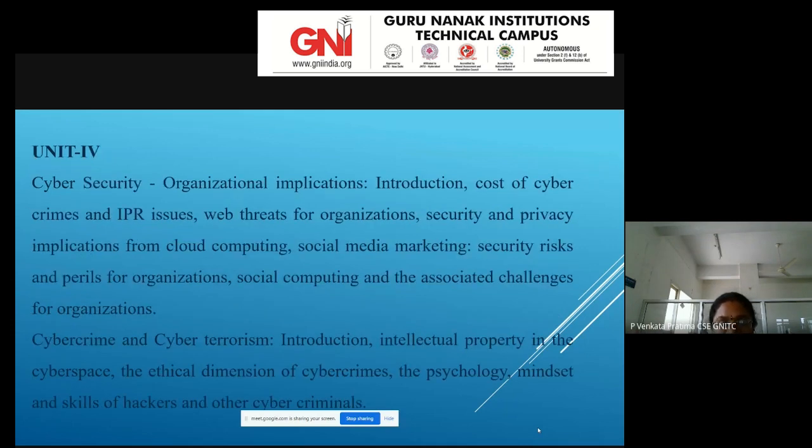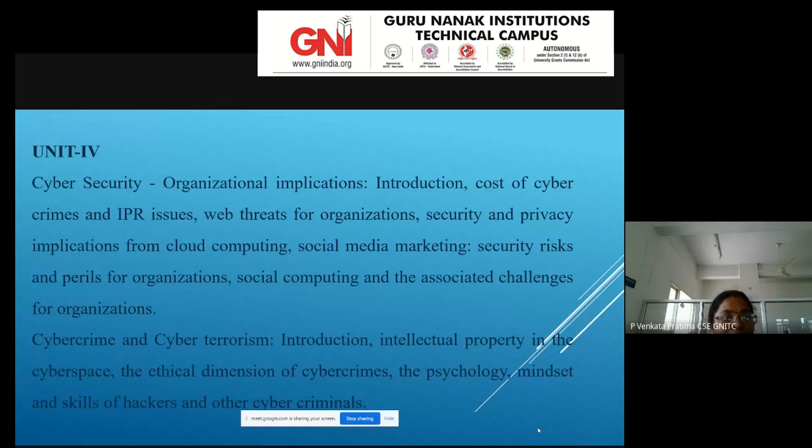Next comes unit 4. Here, for organizations, how cyber security is implemented, and if an attack has occurred on the organization, what type of threats the organization will get, and how the organization should protect itself. How security and privacy should be provided for the organization from outsiders or from social engineering. What challenges the organization will be facing, how cyber security should be provided, what the cost of implementing it is, and even if a crime has occurred, what cost the organization will be paying.